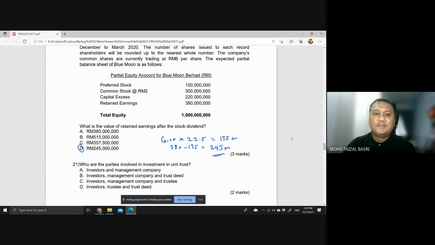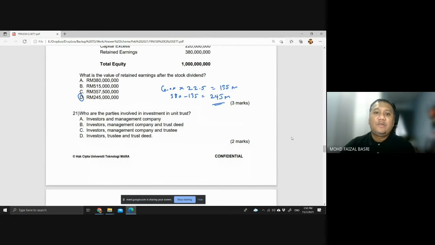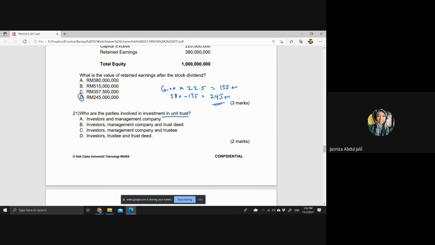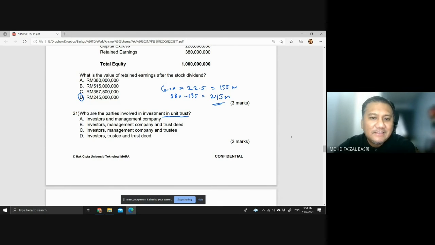Okay, so ni 21. Soalan baru je kita belajar tadi. Who are the parties involved in unit trust? A, B, C, D. C. Okay, C. Investor, management company ataupun investment company, and trustee. Bukan trust deed. Trust deed ni dia punya dokumen. It's trustee. Okay, 2 marks ni untuk soalan ni.